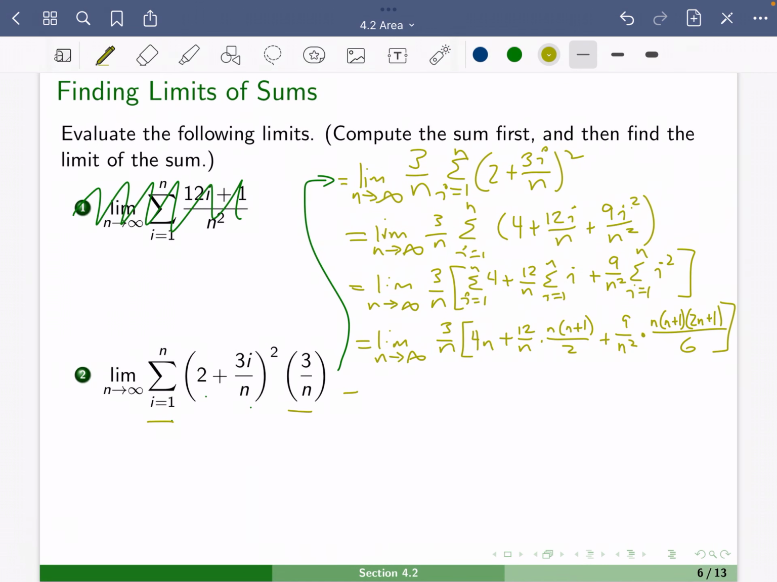Perfect. And so we have a limit as n approaches infinity of 3 over n times [4n plus 6 times n(n plus 1) plus 3 times n(n plus 1)(2n plus 1) over 2n squared]. Let me make those brackets. Good.